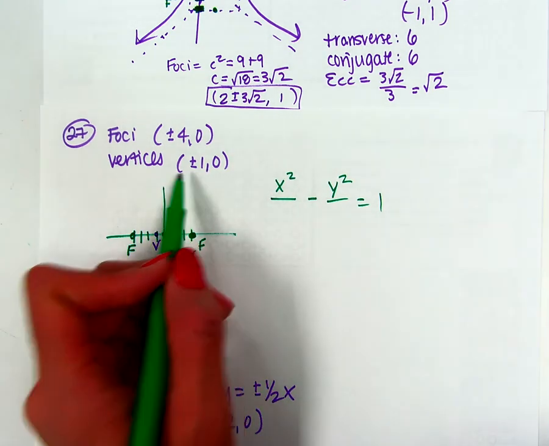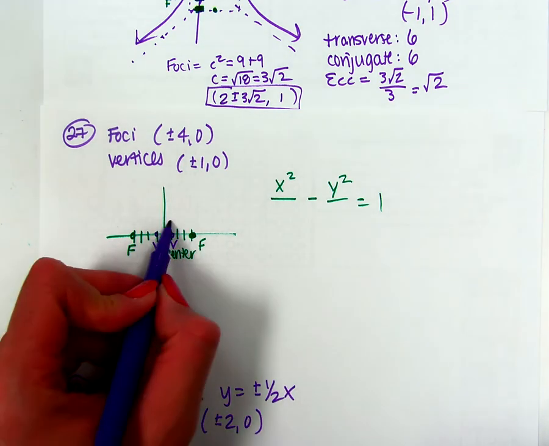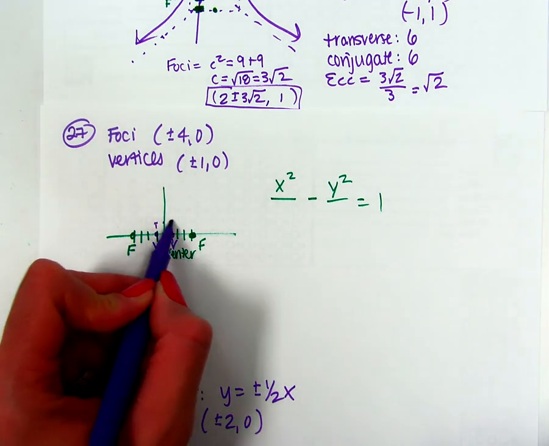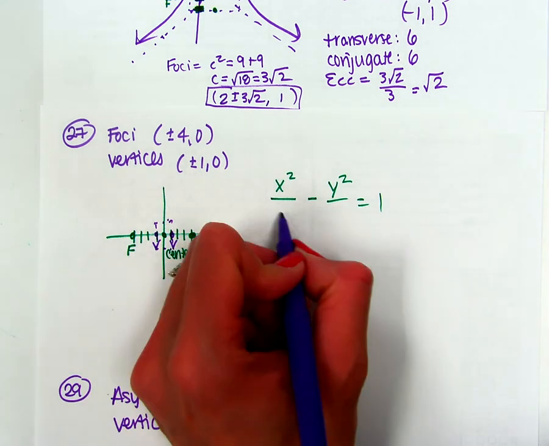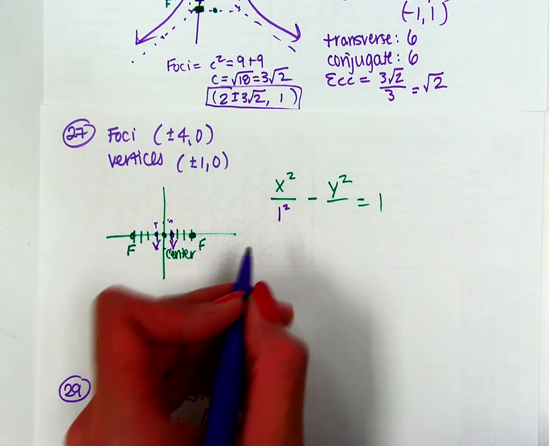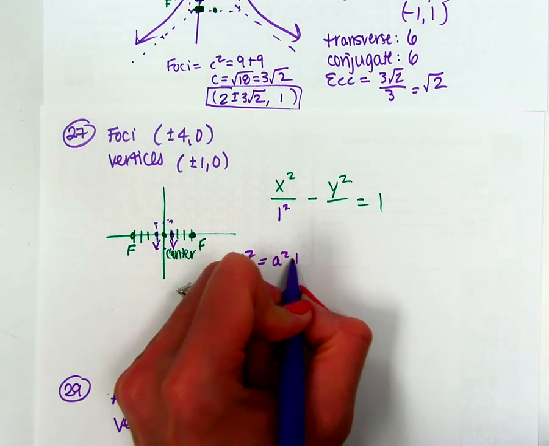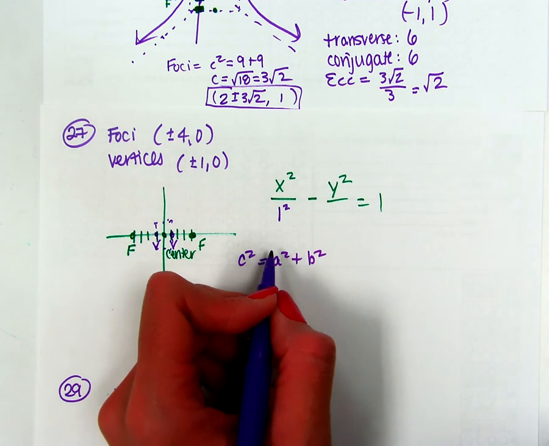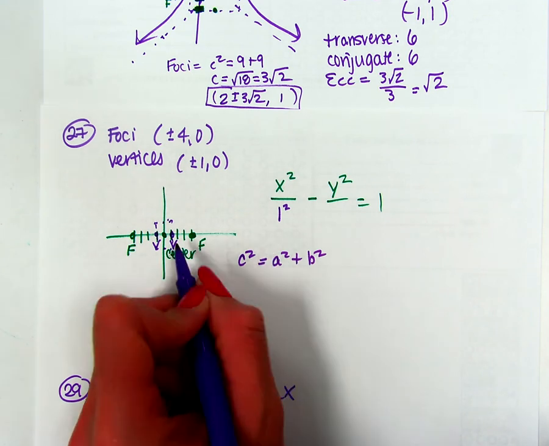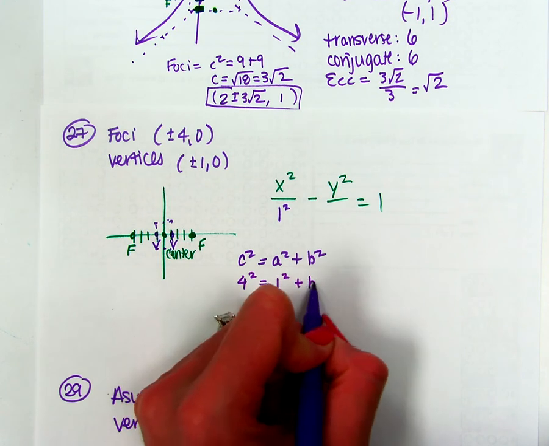Well, my vertices tell me that information. So the box that's something like this, I don't know what my y is exactly, but I do know that in the x direction I go 1 unit in each direction. So that's my a value. All right, I do need to use the focal points. That gives me C, so I'm going to use the Pythagorean theorem equation. The focal points are 4 units away. The vertices are 1 unit away, and I just need to solve for B.